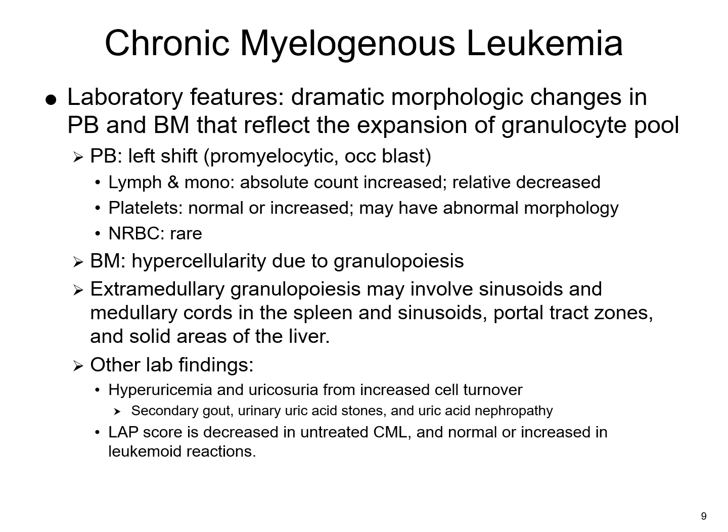With an LAP stain, the score is decreased in untreated CML patients, and it can be normal or increased in a leukemoid reaction. So looking for that variation helps us determine, or at least it did when it was really the only test present at the time. It helped with differentiating some of these disorders.